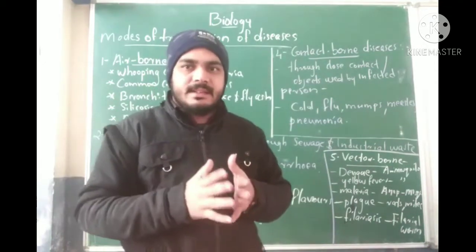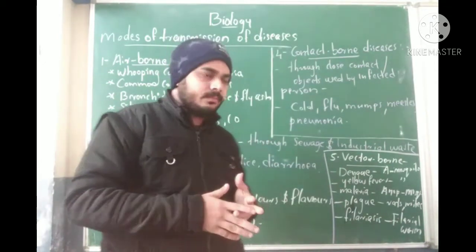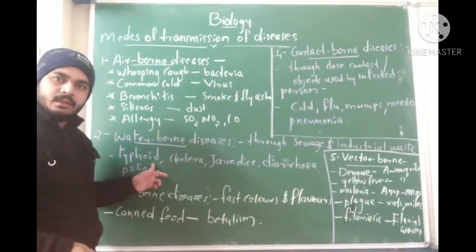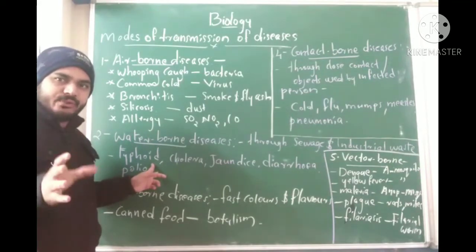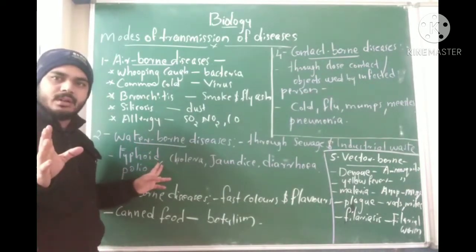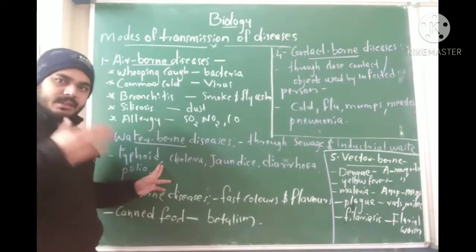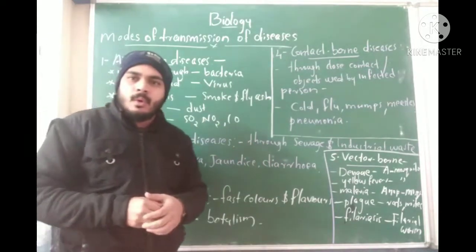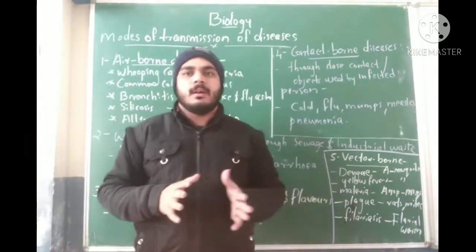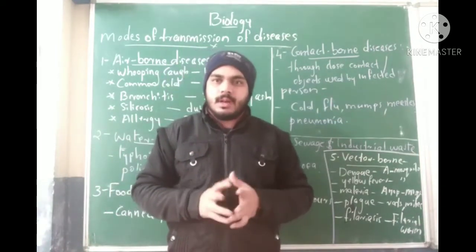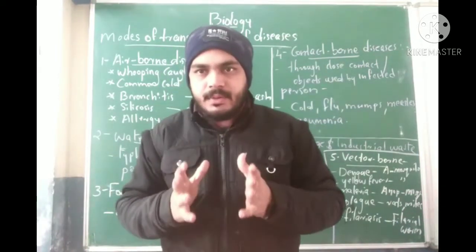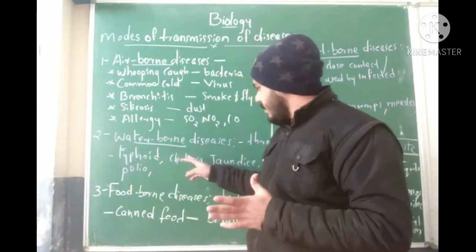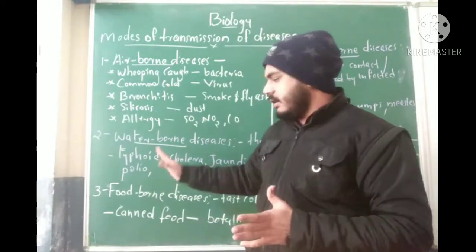So let's see which diseases are caused through the water. First one, typhoid. After consuming contaminated water for drinking, people are affected by this disease: typhoid, cholera, jaundice, diarrhea and polio. These diseases are caused through polluted or contaminated water. Which diseases are caused through the water? Typhoid, cholera, jaundice, diarrhea and polio.